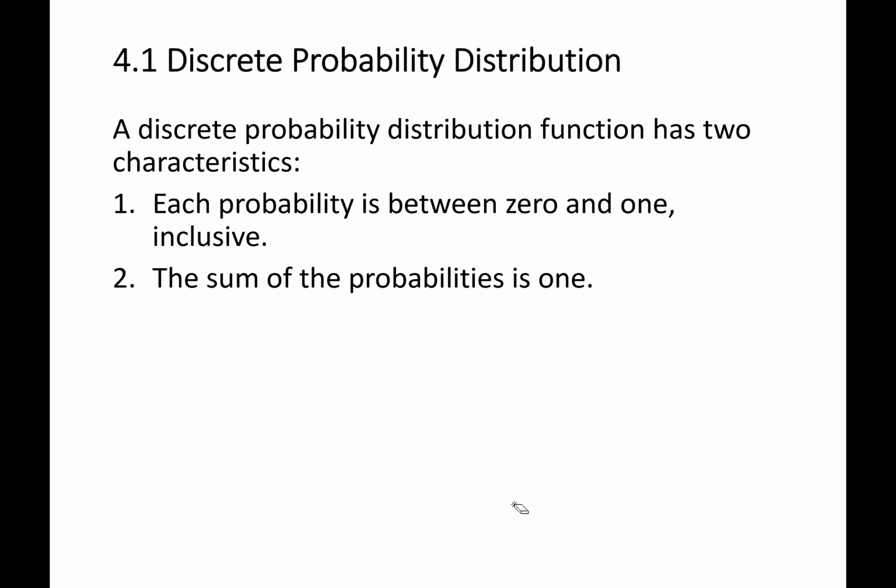The sum of all the probabilities is equal to 1. So the sum of all the probabilities of your random variable taking on that value, the total sum has to equal the number 1.